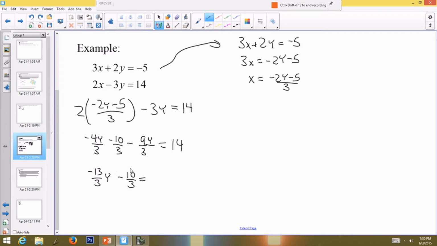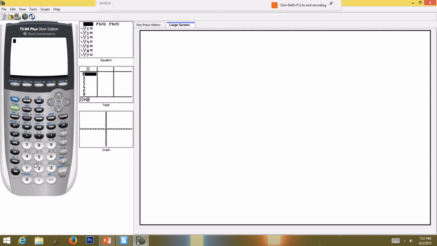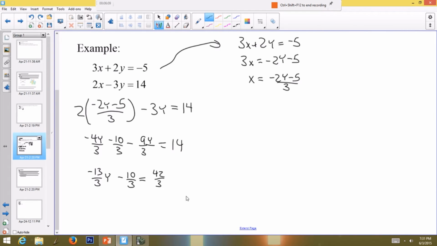And I know that my next step is going to be to move this 10/3 over to the other side. So here's what I'm going to do. I'm going to change this 14 into thirds. And for every one, there is 3/3. So I'm just going to go 14 times 3. Well, 10 times 3 is 30. 4 times 3 is 12. So there is 43/3 in 14. No, that's wrong. There are 42/3 in 14. And let me make sure, since I screwed up. 42 divided by 3 is 14. There we go. Okay, so I did it right.